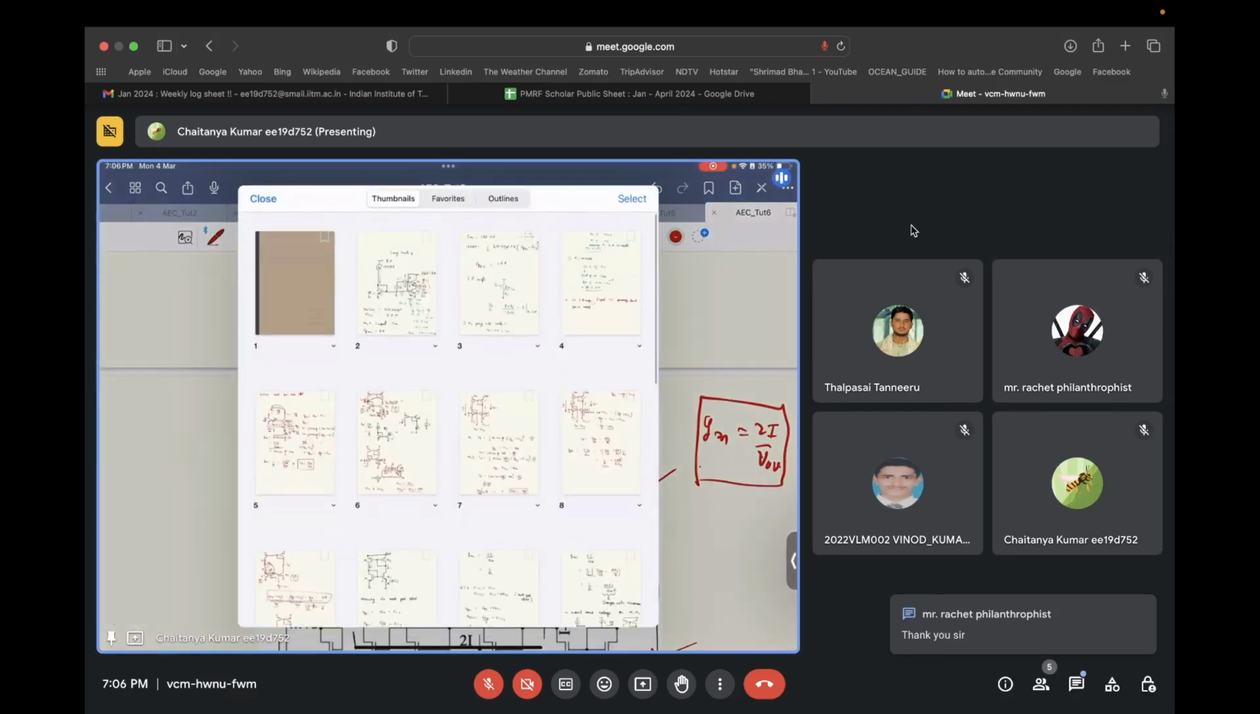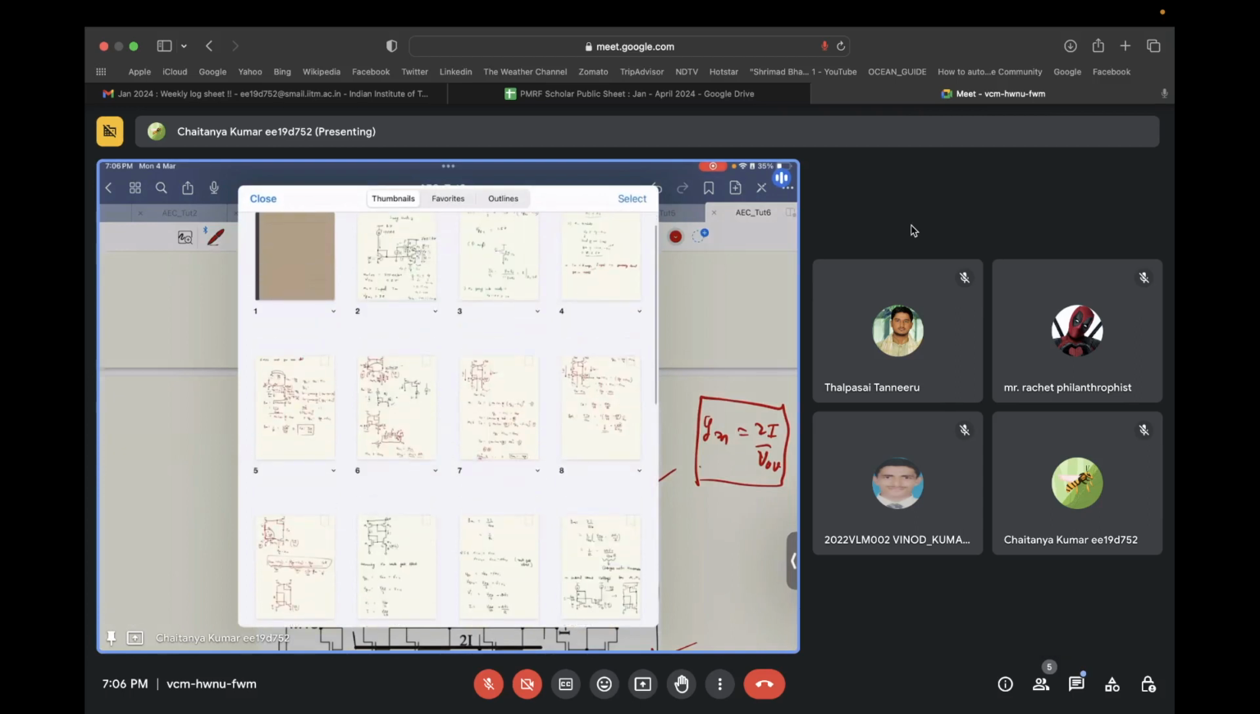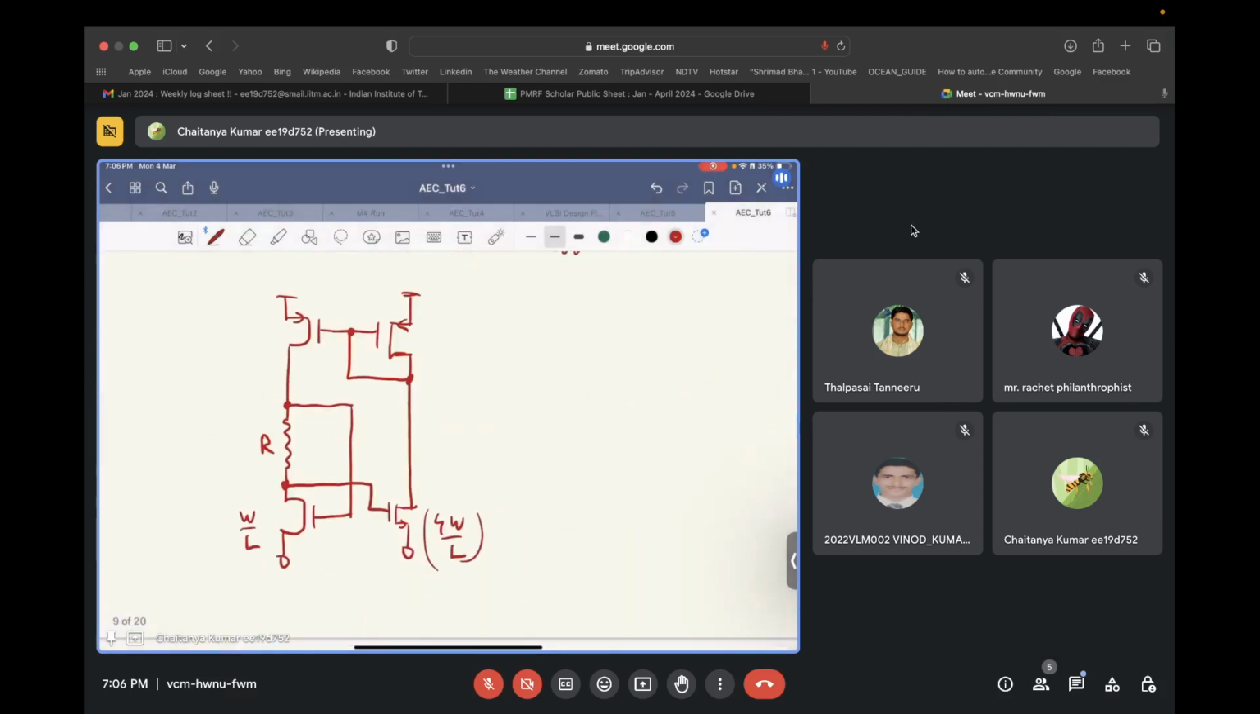If you have any doubt regarding this circuit, you can ask the same doubt in the next session. Any other doubts? Fine, sir. Is there no other doubt pertaining to any weak material or whatever we have discussed in this tutorial?